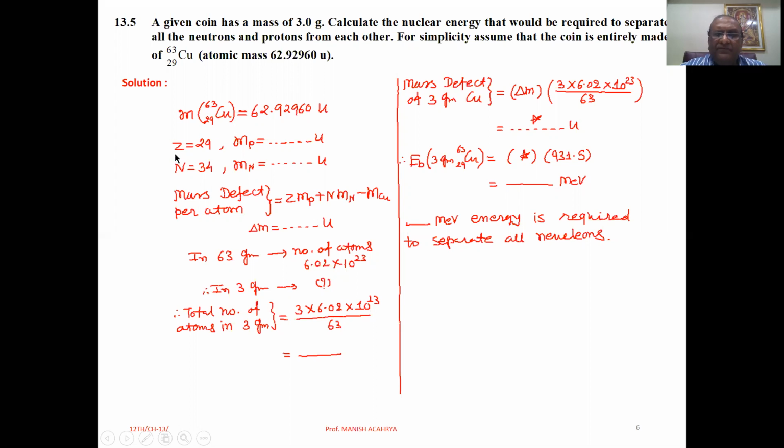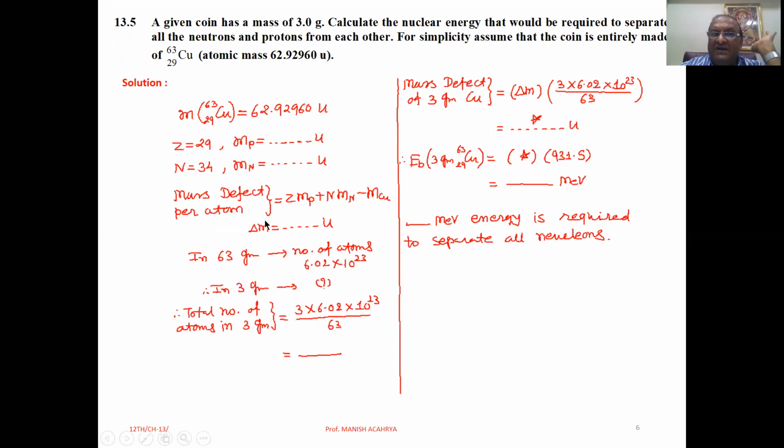Now in copper, the number of protons is 29, and 63 minus 29, that is 34, is the number of neutrons. The mass of proton and mass of neutron are always given to you. Now here, the coin has a mass equal to 3 grams. So first of all, we have to calculate the mass defect for one atom. Then we have to calculate the total number of atoms in 3 gram. And then after, we have to calculate the total mass defect.